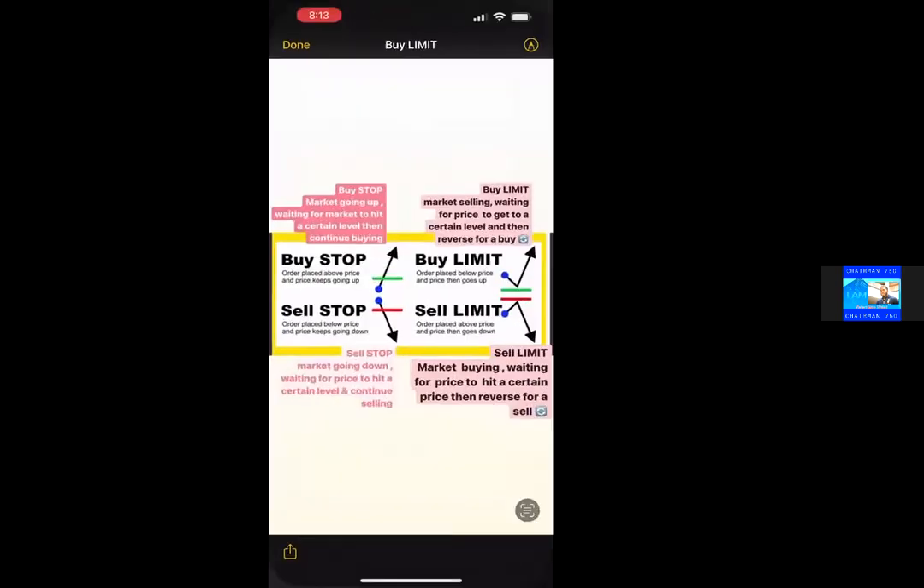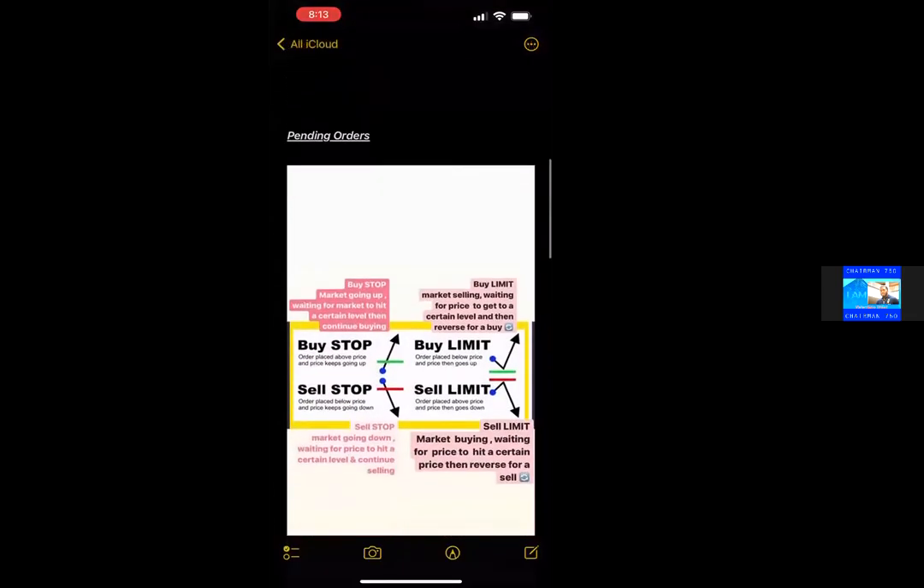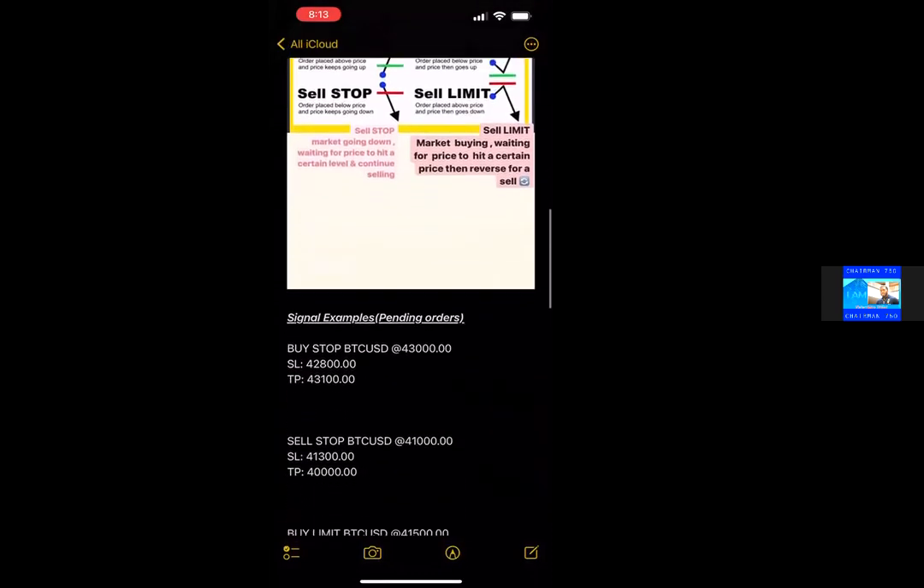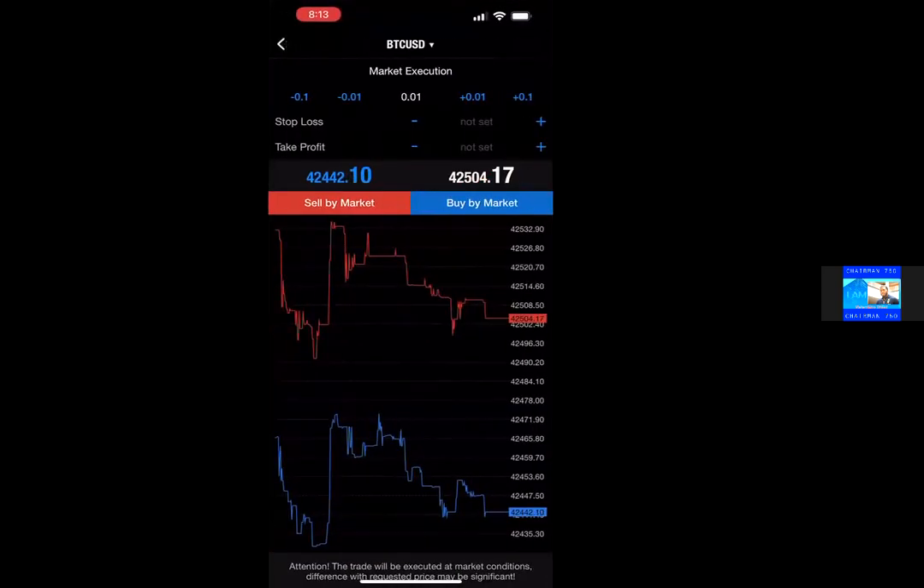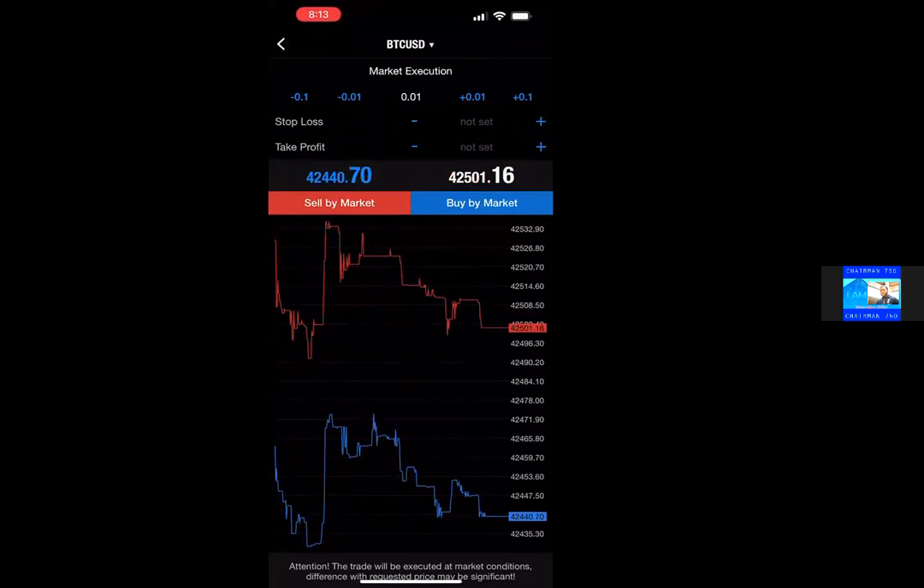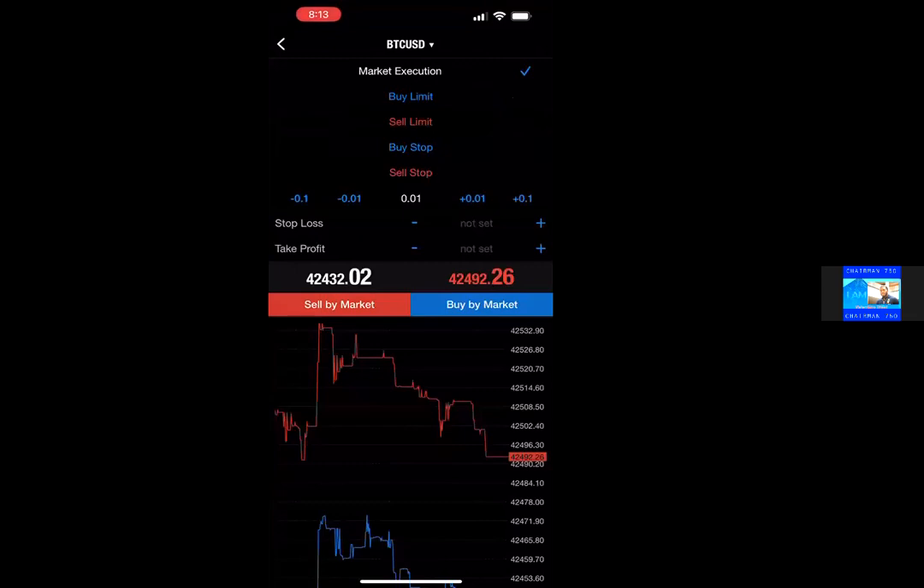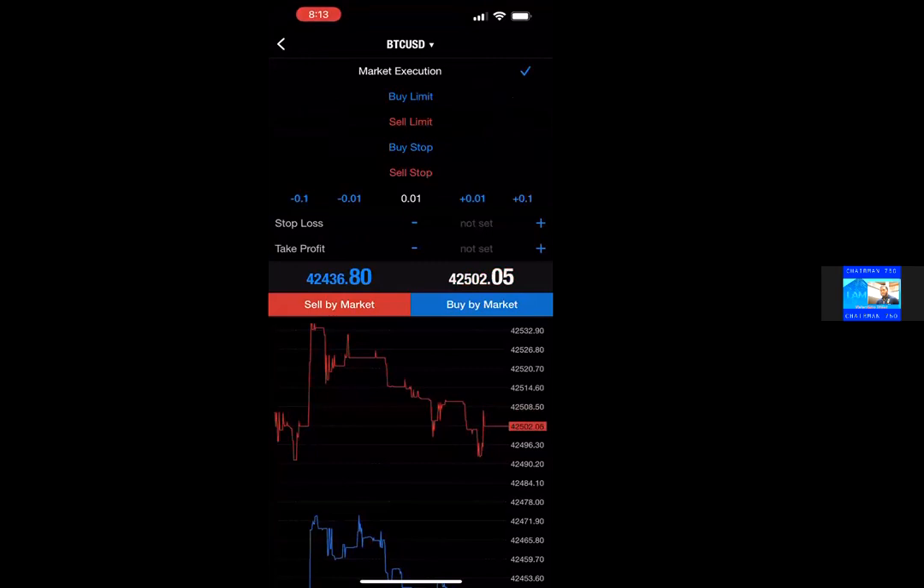So buy stop, sell stop, buy limit, sell limit. These are just pending orders. These are other ways that you can actually be entered into the market. And if the signal is telling you to do that, this is what's going to be happening instead. Instead of you just entering into the market just like you would normally with market execution, if we click right where it says market execution, you see where it says buy limit, sell limit, buy stop, sell stop. You would select whichever one that the signal is telling you to.